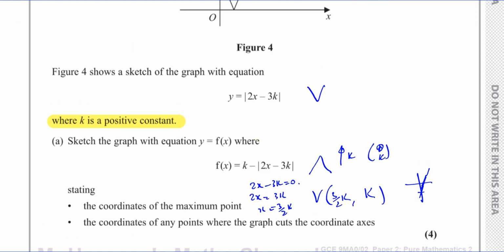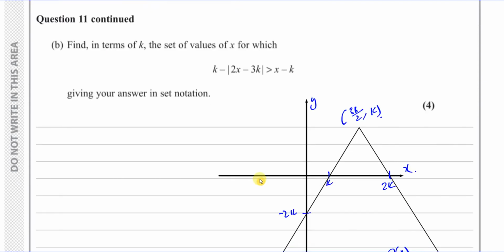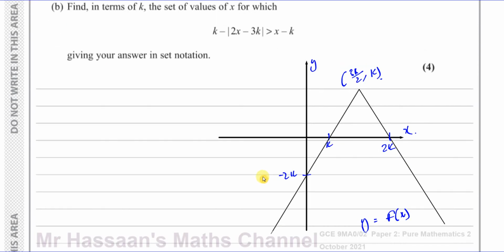Okay, now for part B. Find in terms of k the set of values for which k minus the modulus of 2x minus 3k is greater than x minus k. Give me your answer in set notation. So I'm going to use the sketch. Let me just get that. So here I brought the sketch over from the other page.